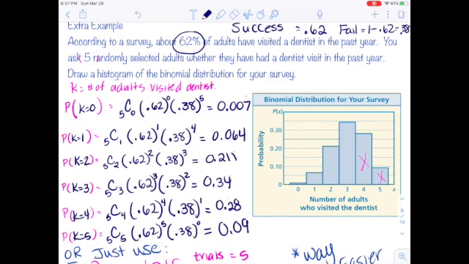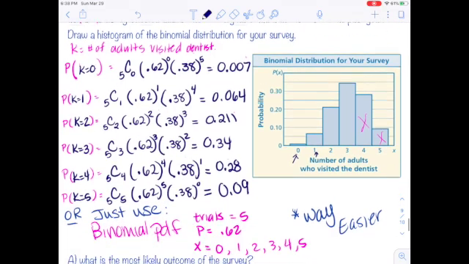Wow. So now you get to organize that into a histogram, right? You've got the probability of 0 people going is really slim, of 0.007, and then the probability of 1 person who went to the dentist is your 0.064, and organize it all nice and pretty.